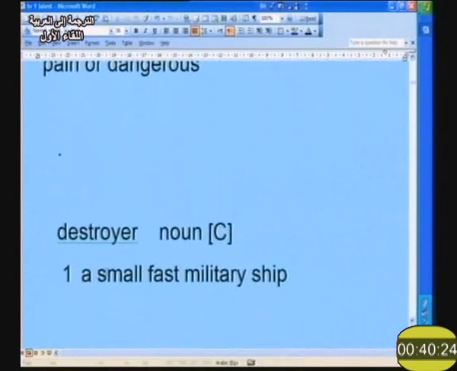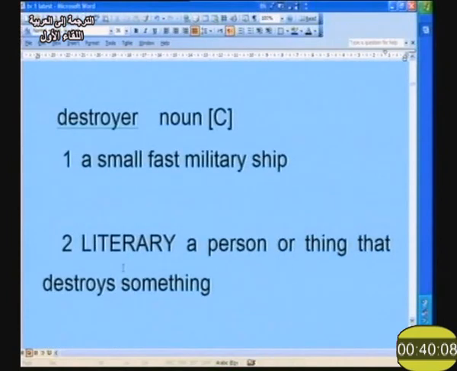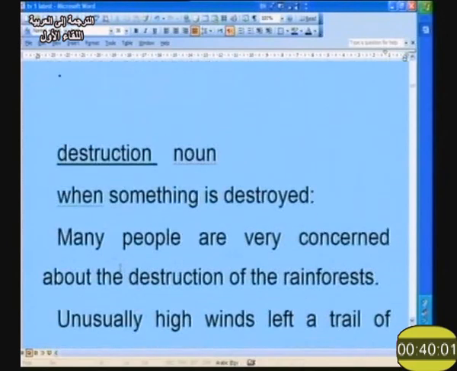A noun from destroy is destroyer, according to the Cambridge Dictionary. Destroyer تعني المدمرة. A small fast military ship مدمرة، زي المدمرة إيلات. Another noun from the verb destroy is destruction, الدمار. The noun is destruction.